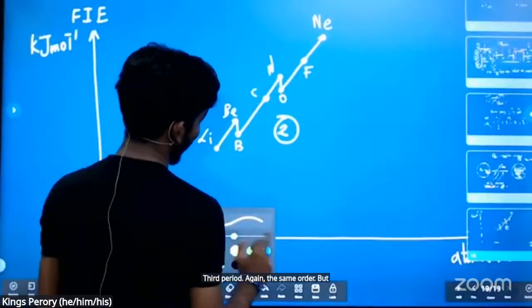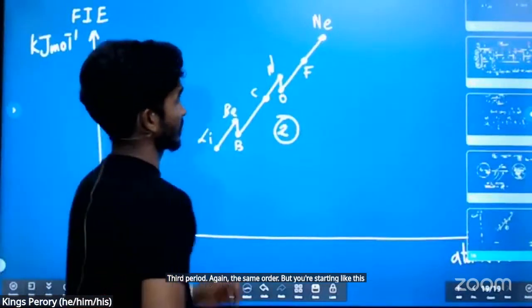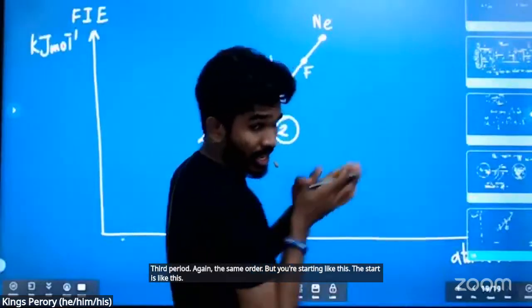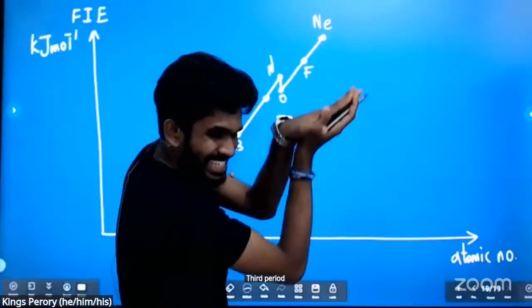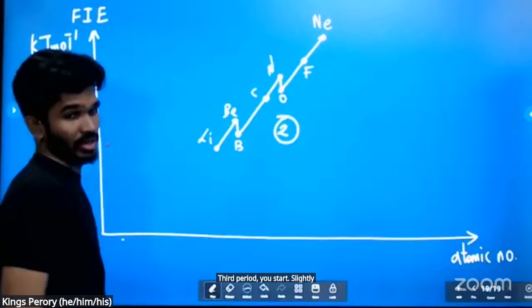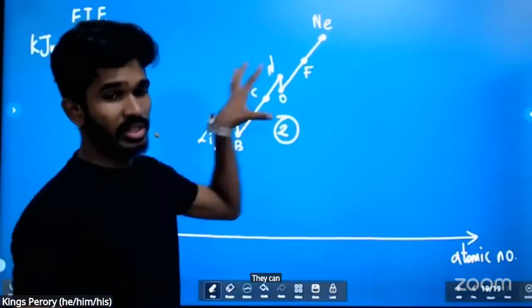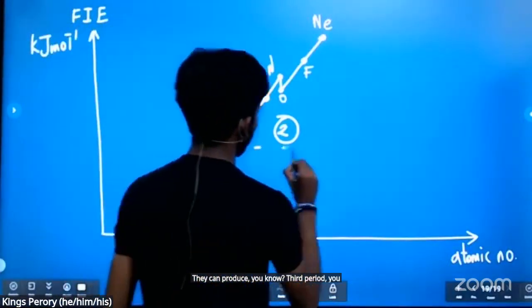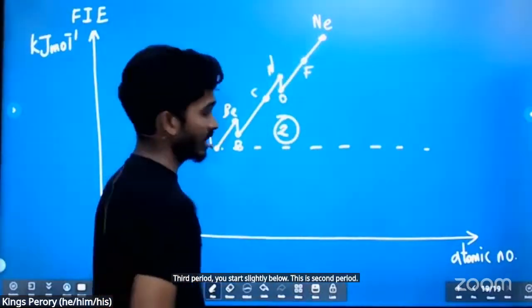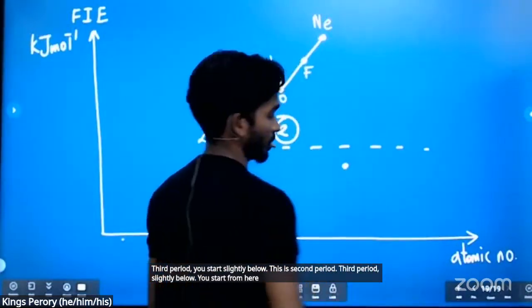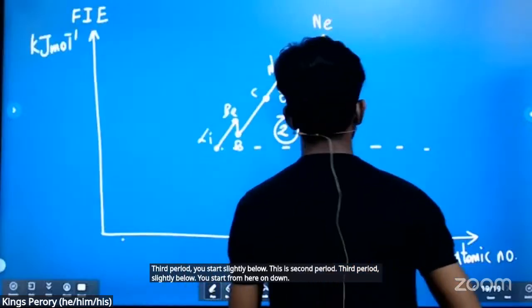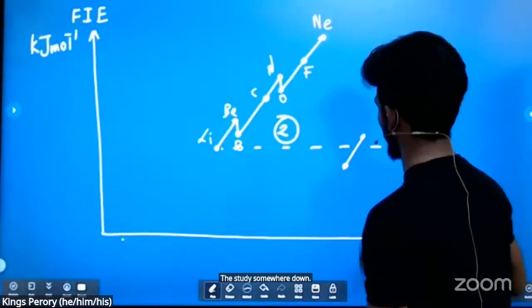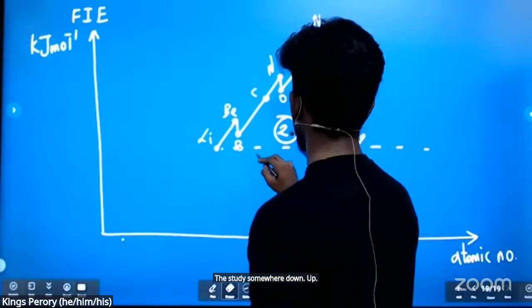But you're starting like this. In the third period, you start slightly below the second period. See, this is the second period, and the third period starts slightly below. You start from here, going down, then up. You start it slightly below.